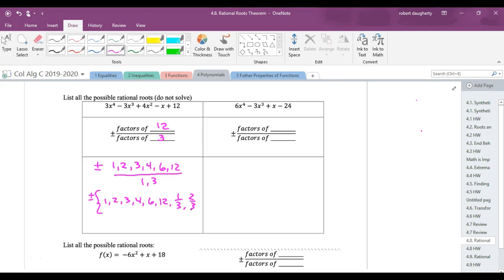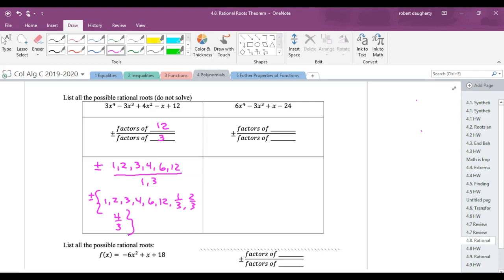Okay. What's 4 divided by 3? That's 4/3. What's 6 divided by 3? 2. It's already on my list. What's 12 divided by 3? 4. That's already on my list. Okay. So these are all the possible roots. Plus or minus the factors of the constant divided by the factors of the leading coefficient. So if my goal were to factor this, I would just start working on this list.